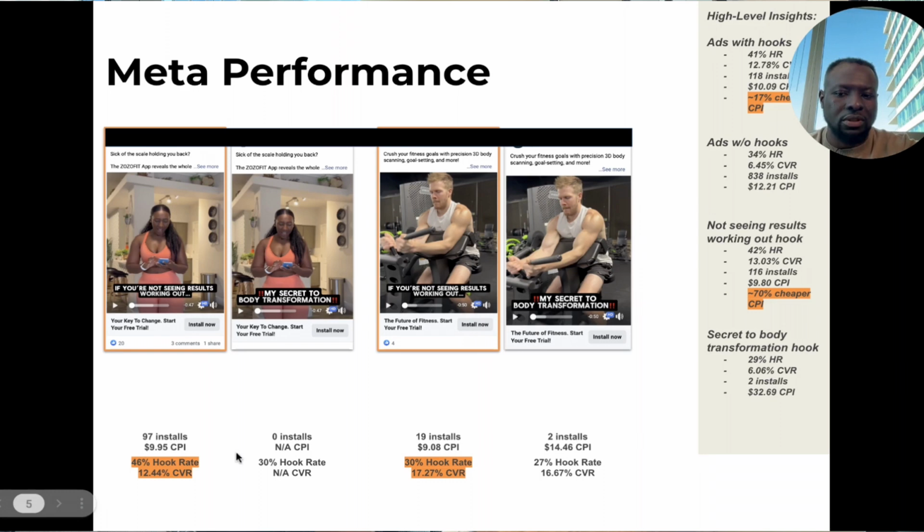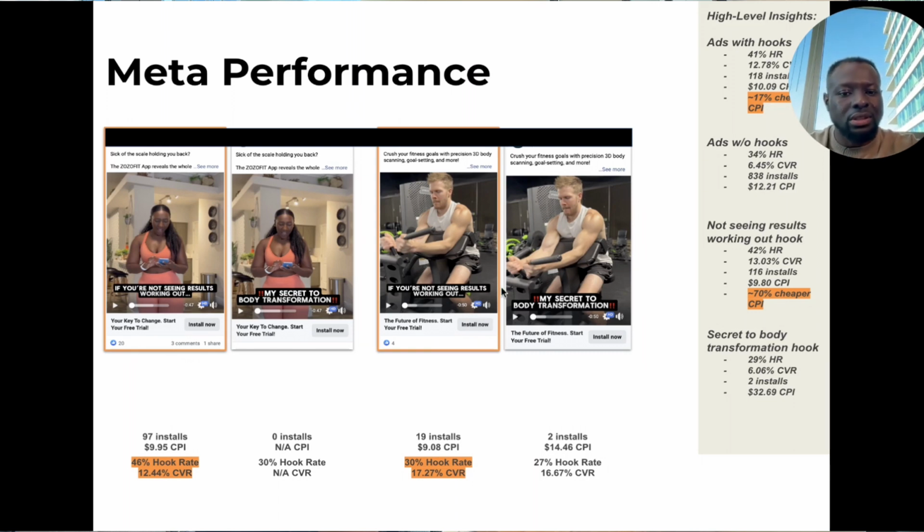Now let's look at the performance of this. We can clearly see the winner is "If you're not seeing results working out." Why? Not only because it has 97 app installs, but because the hook rate is at 46%, while the one that has 0 app installs is at 30%. And you can see the conversion rate over here is 12.44%. I hope you can start seeing how important it is to test different hooks of the video. It can be the same video, but with multiple hooks.